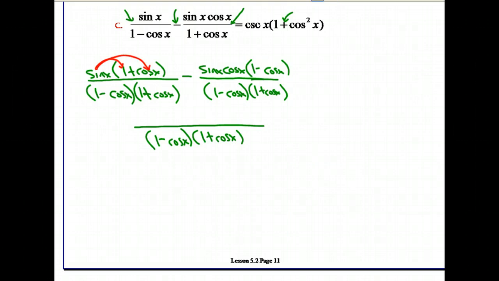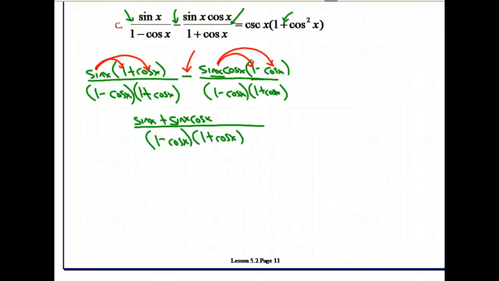And when I do that, you see at first on the top, I've got sine x times 1, sine x, plus sine x times cosine x. So sine x cosine x. Second fraction over here, when I distribute, I'll get sine x cosine x times 1, and I'll get minus that cosine x. So I'll distribute that. While I'm distributing, I'm also remembering there's this minus sign in front of that whole second fraction.